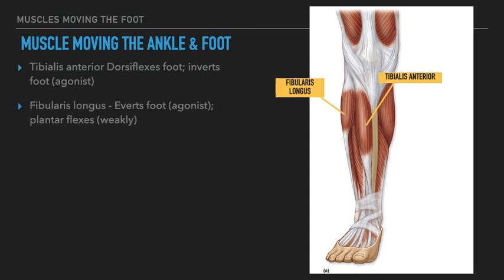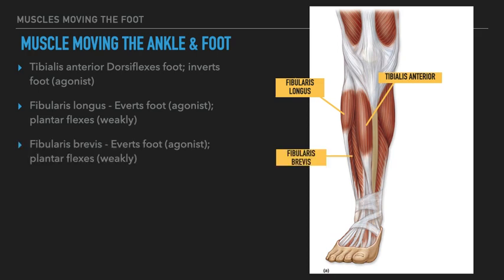The next is the fibularis longus. This everts the foot. It's an agonist for foot eversion, and it has a weak involvement in plantar flexion. The origin, the head and upper 2/3 of the shaft of the fibula, as well as the lateral condyle of the tibia. The insertion is at the base of your metatarsal 1.